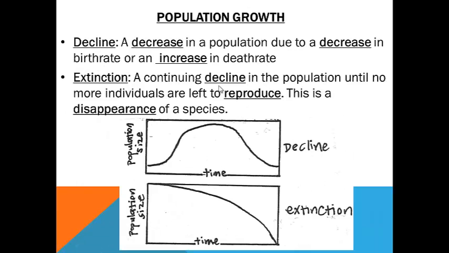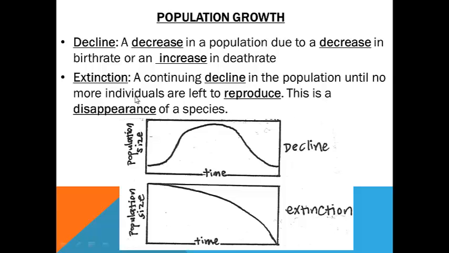A decline is a decrease in a population due to a decrease in birth rate or an increase in death rate. All right. And a birth rate is just the rate at which organisms are being born, and death rate is the rate at which organisms are dying in a population.